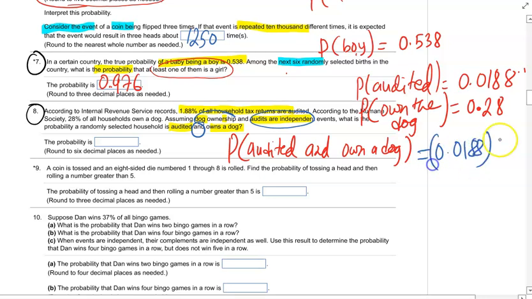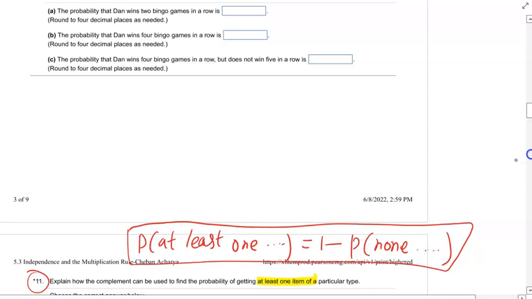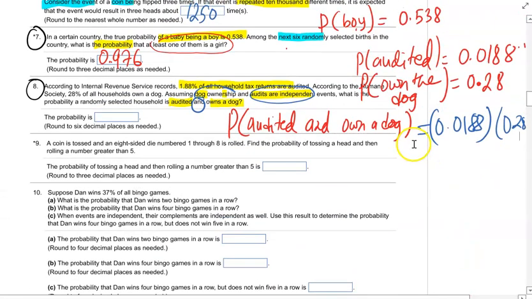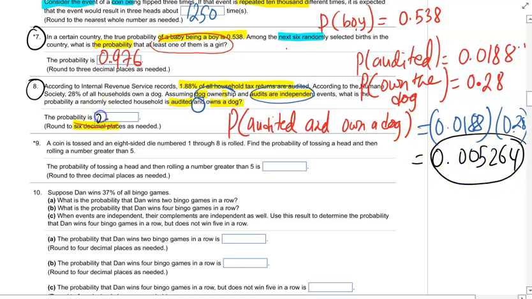0.0188 and 0.28. You multiply these two, because these two events are independent, and you get the answer, rounded to 6 decimal places as needed. The instructions say round to 6 decimal places, and the answer must be 0.005264. That's the answer, 0.005264. 1 2 3 4 5 6 decimal places.